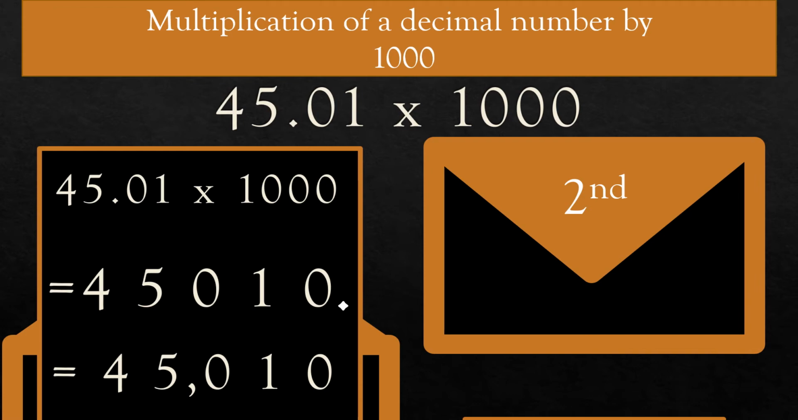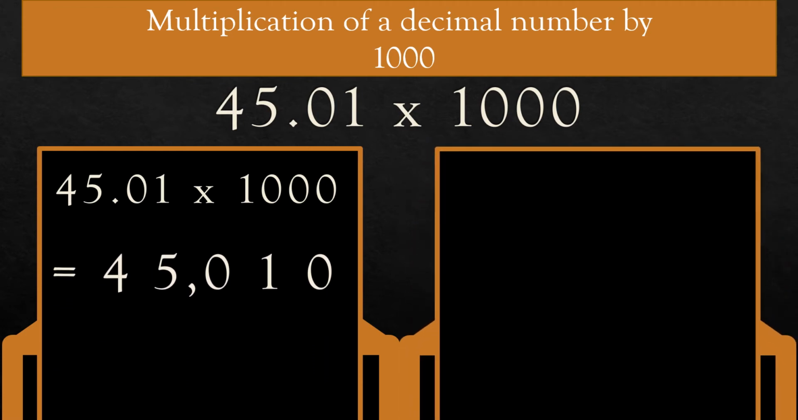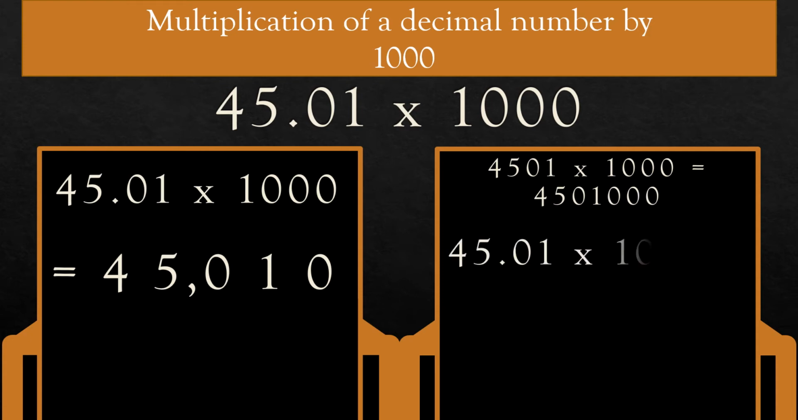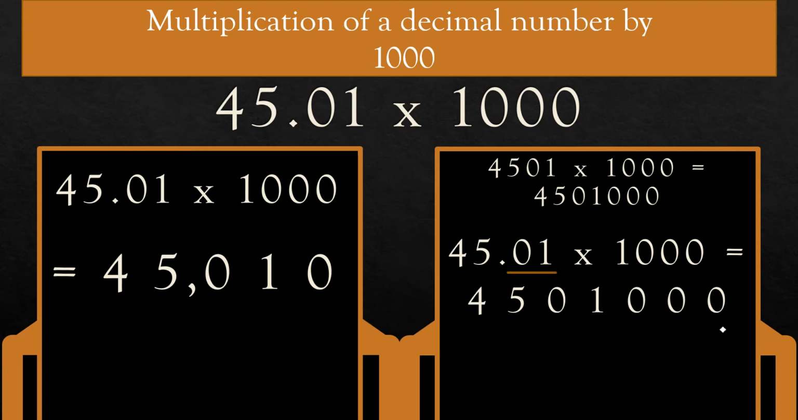Or in another way, multiply 45.01 by 1000, ignoring the decimal point. And we know that 4501 multiplied by 1000 is equal to 45 lakh 1000. Now tell me how many digits after the decimal in 45.01? Yes, 2. So count 2 digits from the right, 1, 2, and place the decimal in the product. So the answer is 45,010.00. That is 45,010.